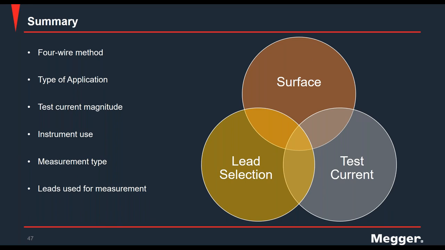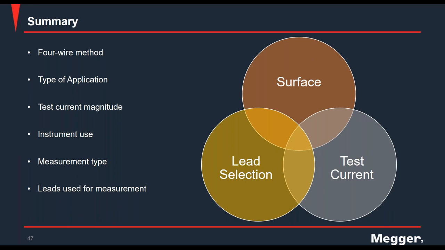Next is the type of application. The type of application is going to tell you what kind of a surface you're going to measure. Next is the test current magnitude. As we saw, there are several external influences that can be eliminated or minimized using the correct test magnitude. Remember that for the test current magnitude, higher is better, but we have to keep in mind what the rating of that equipment is to make sure that we do not damage it.